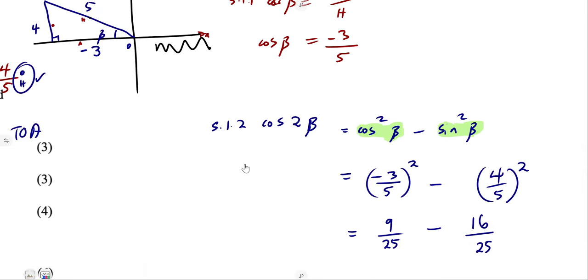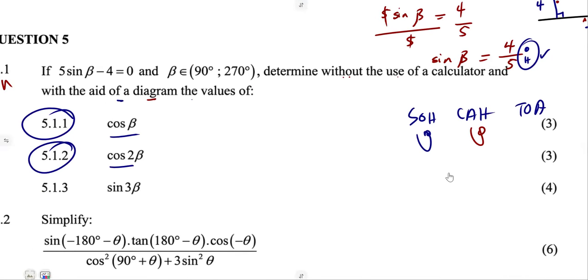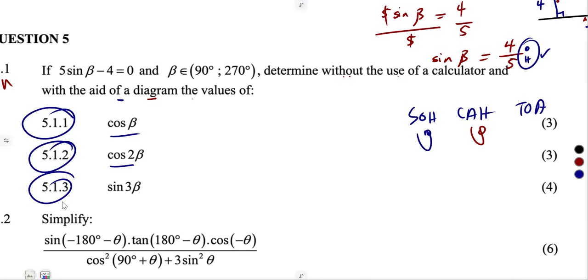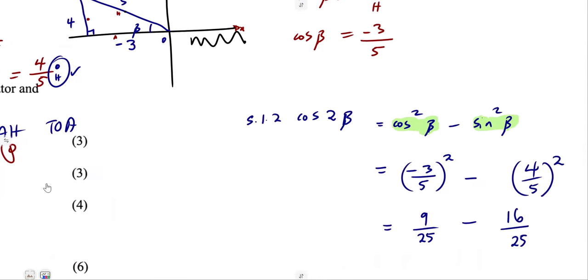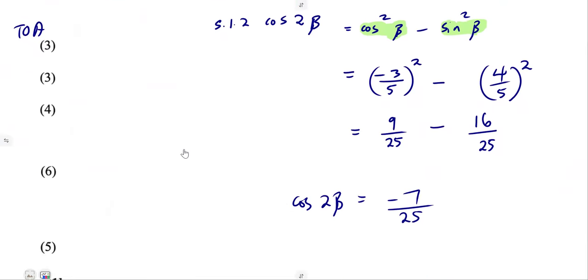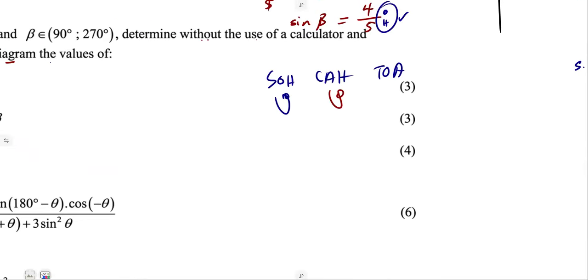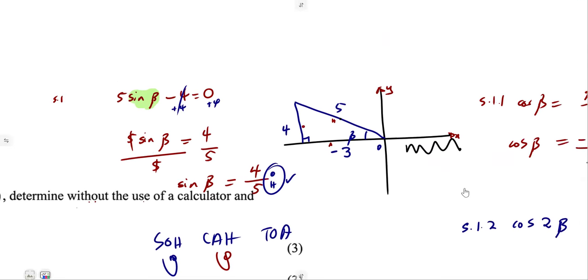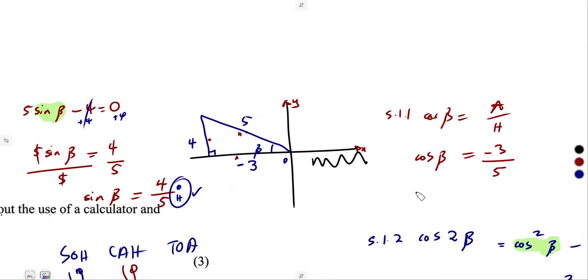We are given on 5.13 to determine the value of sine 3 beta. This one is going to have a lot of things. Let me just keep this cos 2 beta here, negative 7 over 25, because we might need that value. Cos 2 beta is what we obtained, negative 7 over 25. Let's just leave it as it is.